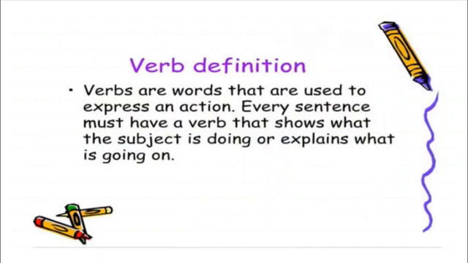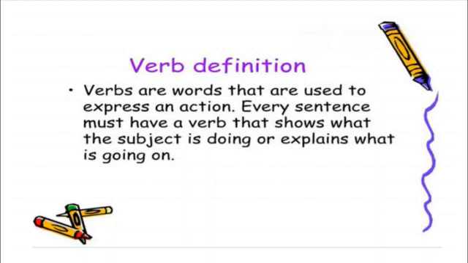Now, here is a definition of what is a verb. Okay? Verbs are words that are used to express an action. Every sentence must have a verb that shows what the subject is doing or explains what is going on. So here, my dear students, remember now verbs are doing words. In other words, verbs are also known as action words. Okay, when an action takes place, this action is known as a verb.